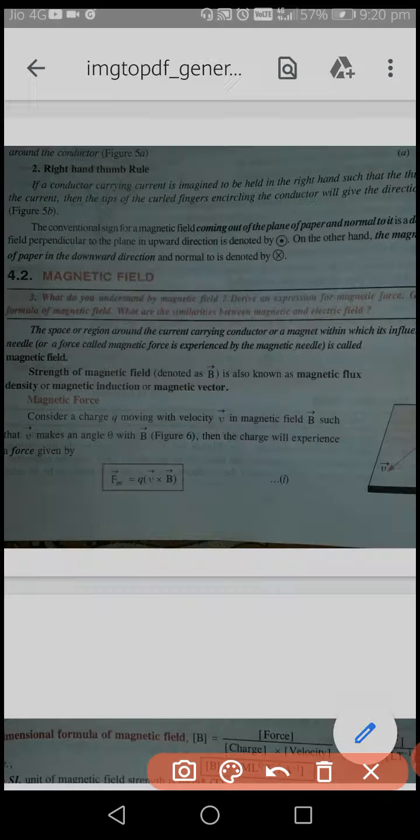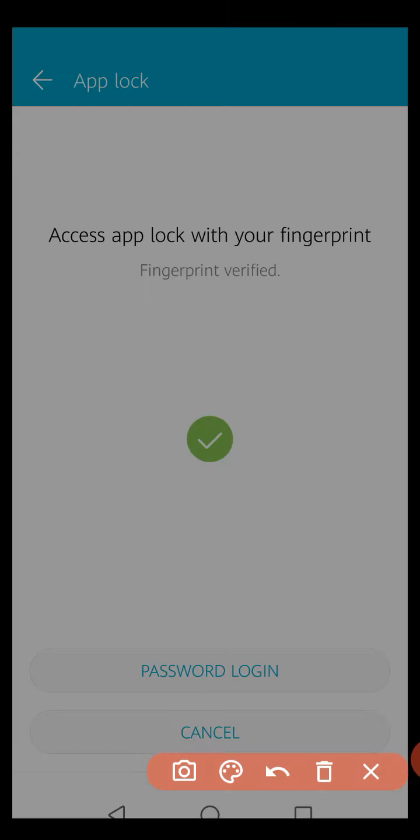The first topic of this chapter is the right hand thumb rule. In the last videos we have discussed the process by which we can find out the direction of magnetic field, or in which direction a magnetic needle will deflect when current flows through a certain conductor. Here we will discuss that if you know the direction of current, can we find out the direction of magnetic field lines? So the one rule is the right hand thumb rule.